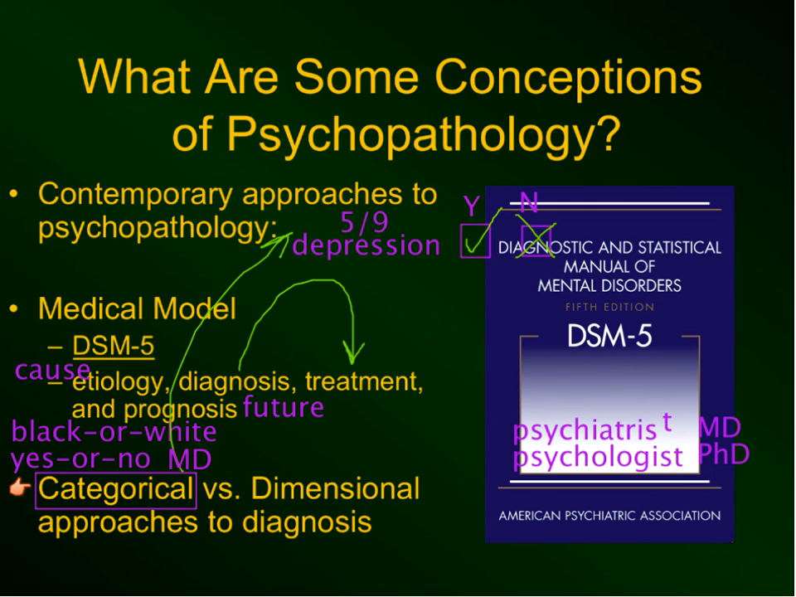If I'm using a light switch analogy, it's a light switch that is either on or off. The contrasting approach is a dimensional approach, and if I run with a light switch analogy, rather than having a light switch that flips up for on or down for off, the dimensional approach is a dimmer switch, where there is a range along which everyone might vary.